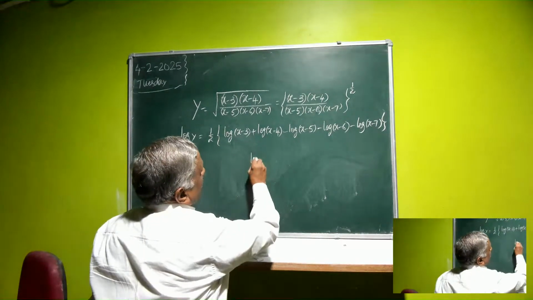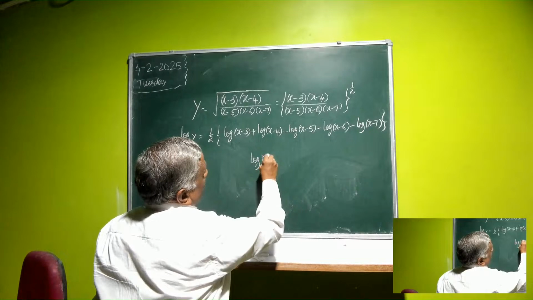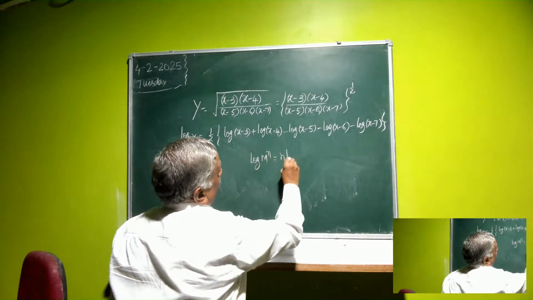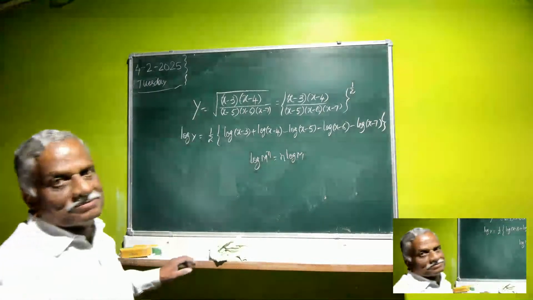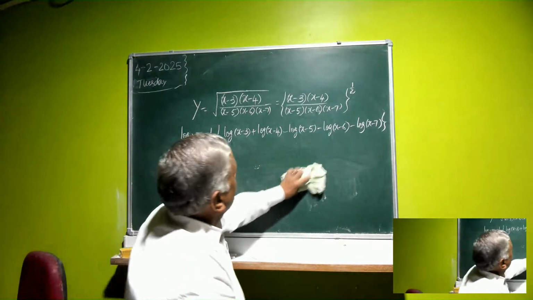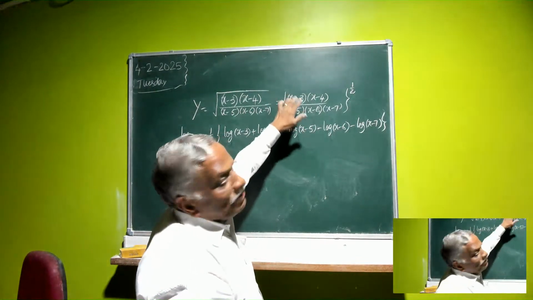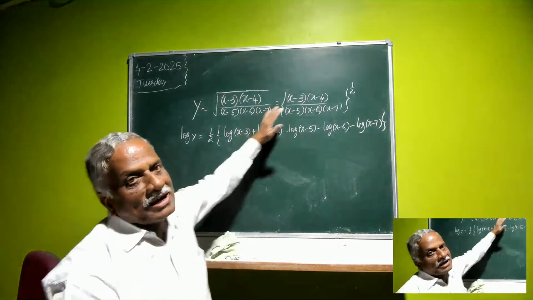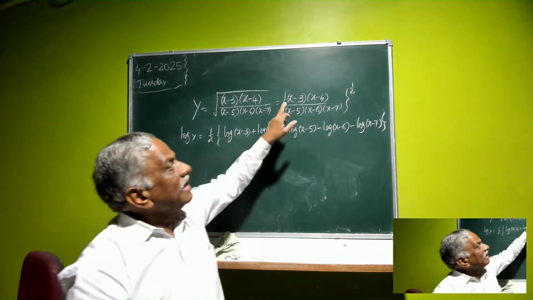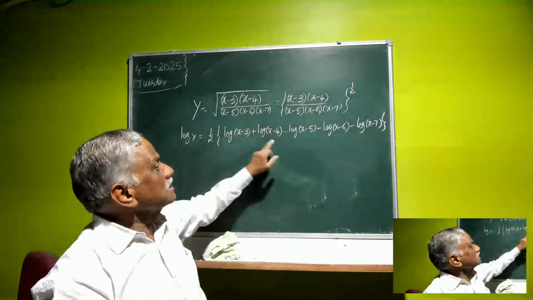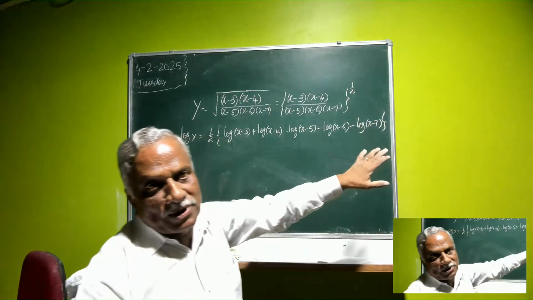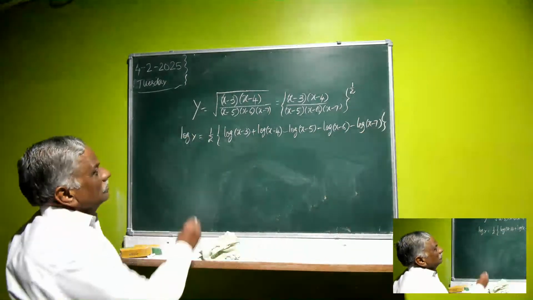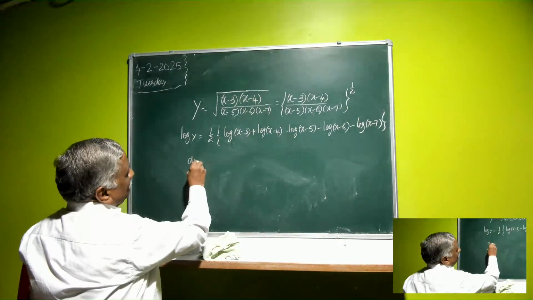So when I take log, m power n is n log m. Therefore, I have written half outside. Now, log m by n is log m minus log n. And again, I am using log m n is log m plus log n. Why do I get a minus sign for all the three? That is the denominator.